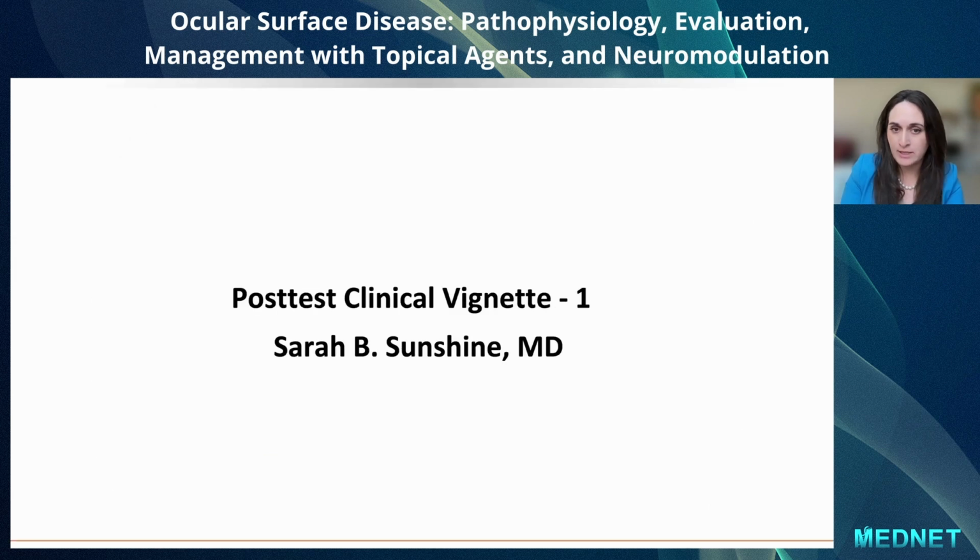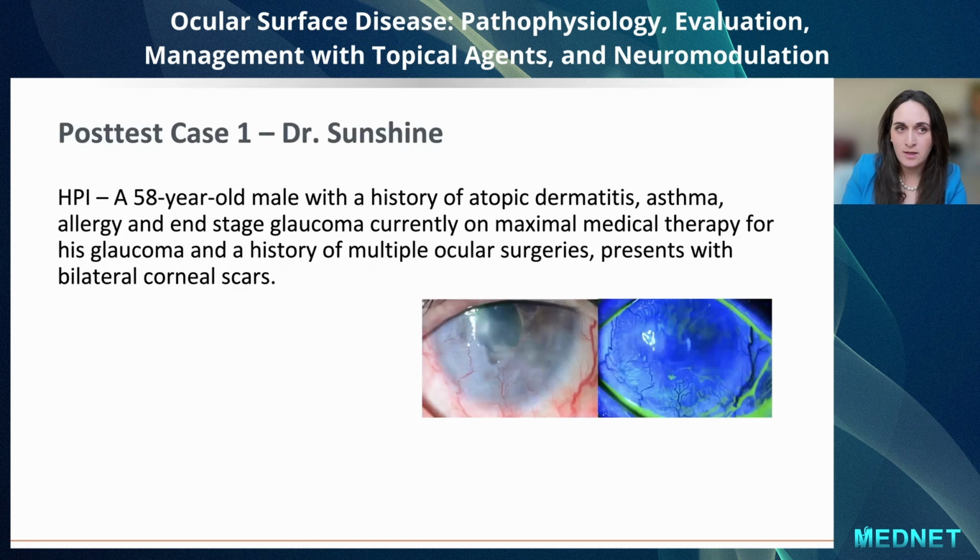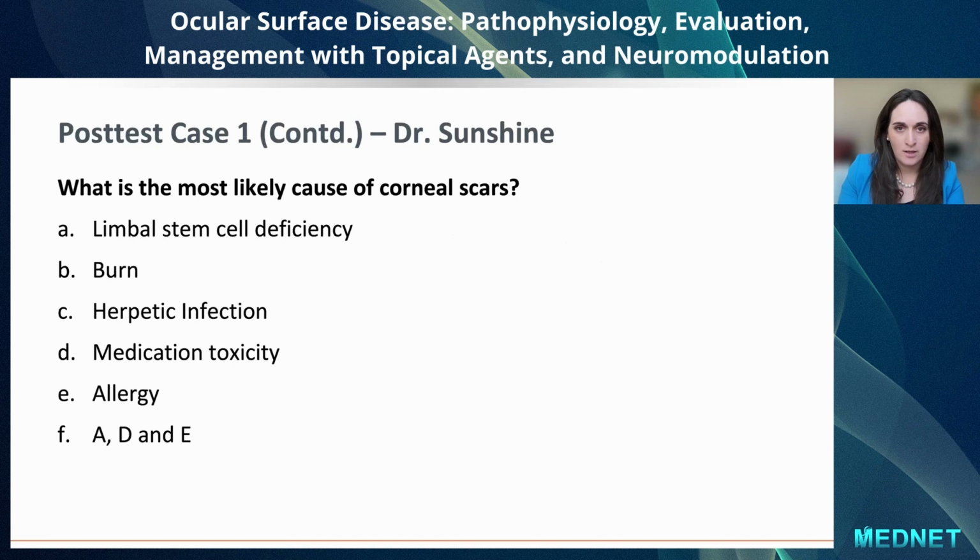So we're going to go through that post-test clinical vignette again. So again, this is a 58-year-old man with a history of atopic dermatitis, asthma, allergy, and end-stage glaucoma on maximal medical therapy for his glaucoma, and a history of multiple ocular surgeries, including glaucoma surgeries, who presents with bilateral corneal ulcers, which you can see here. So again, the question is, what is the most likely cause of corneal scars? And we'll give you a few minutes here to answer that question.